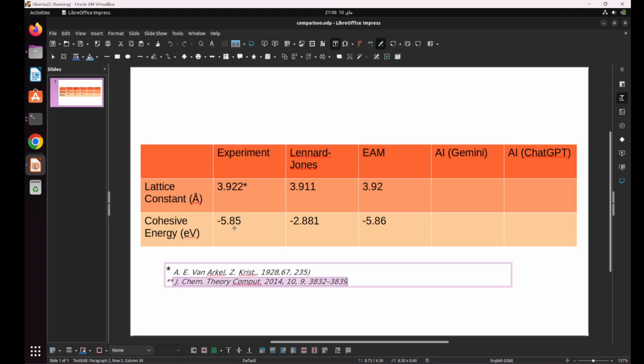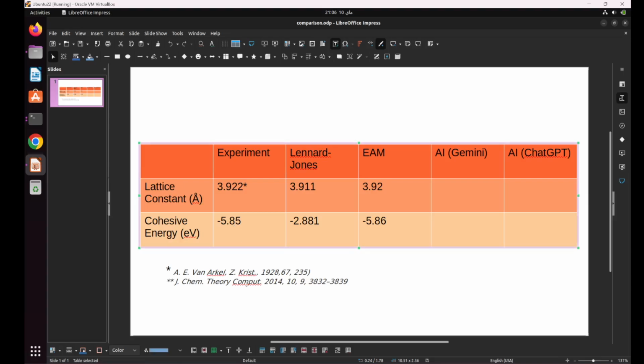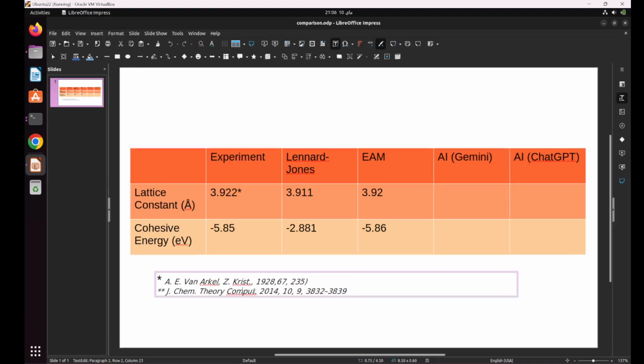And I think that's actually my bad. I don't recall if this is a computation. No, in fact, in this paper I found a reference to another paper, which I should have cited, of course. Probably I can do this at the end of the video. That cites the cohesive energy to be minus 5.85 electron volt. So these are the experimental values for the cohesive energy and the lattice constant.